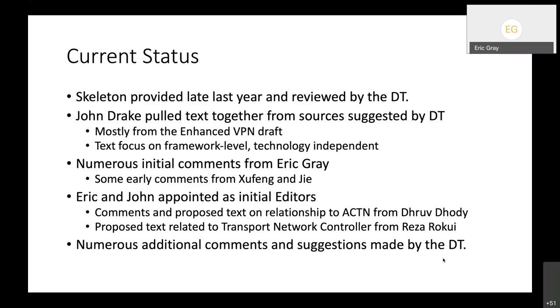And we had a ton of text proposed by Razorik, a lot of which we did end up using. We had a number of other comments from other people in the design team. So if you look at the draft, we're listing the active members of the design team, which is quite a list, as co-authors. And the next slide.